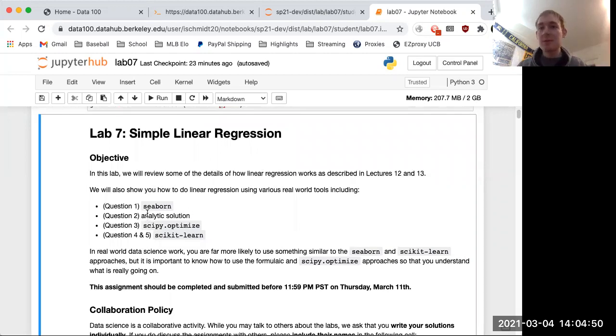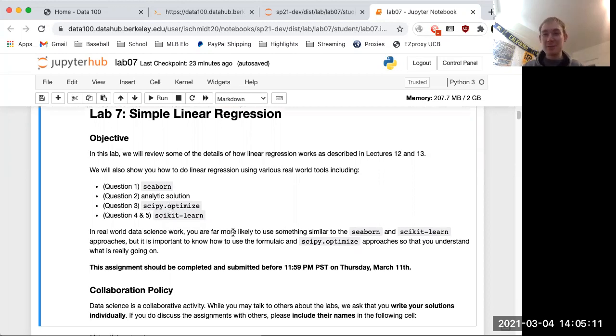One way we can do this is using Seaborn. We'll be using the analytic solution, which is synonymous with closed form. We'll be using the optimization algorithm, and then also we'll introduce you to sklearn, which is the big tool used in data science and machine learning. As this little note says, in real world data science work, you're probably not going to hard code, writing your own linear regression optimization algorithm. You'll probably just use what sklearn has already done for you. But it's really helpful to do this as an exercise so that you actually know what sklearn is doing under the hood, so to speak.